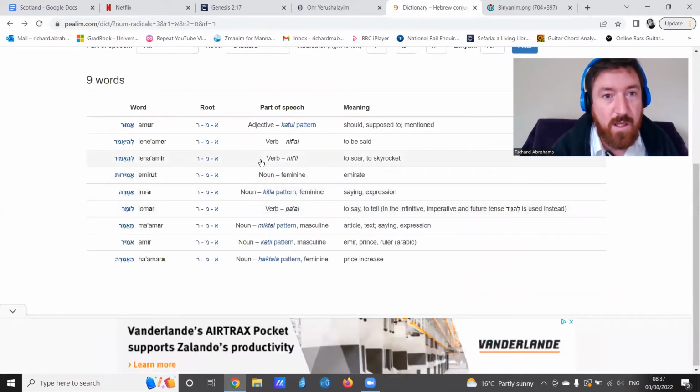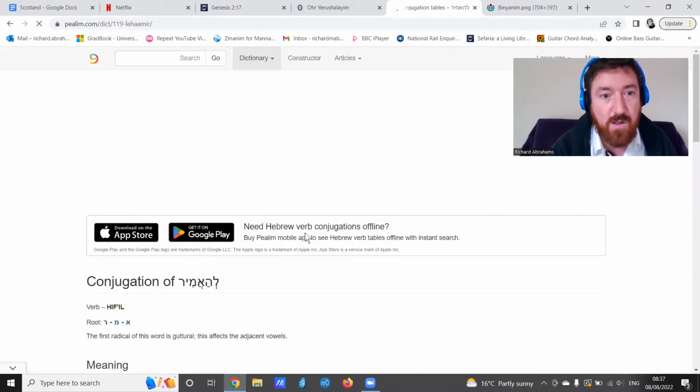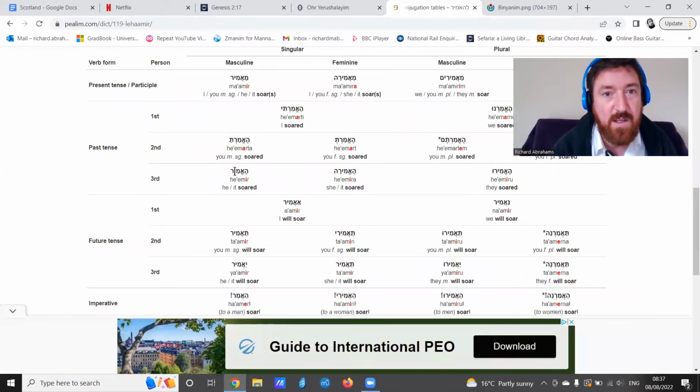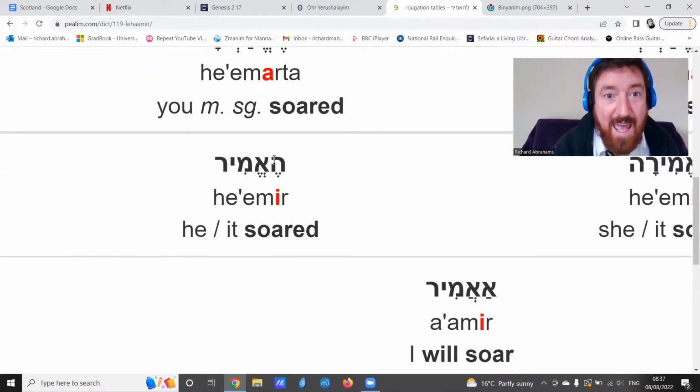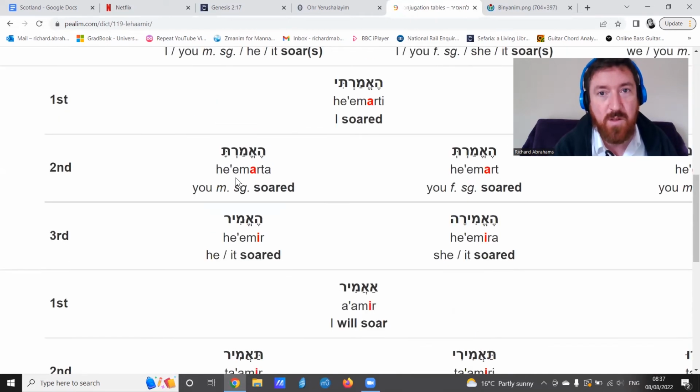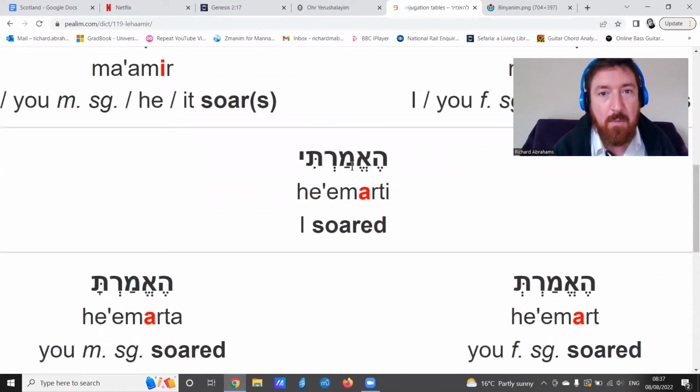Okay, let's look at a different one. And we'll go to the hiphil, right? Now, because it's a hiphil, we're expecting to get different letters, right? So let's go to the third person masculine past tense. Of the hiphil, we get he'emir. So we've gained the hey at the beginning and we've gained the yod here. Okay, so it's taken the hey from hiphil and it's taken the yod from hiphil. He'emir. So what is the first person? He'emarti, taf yod. First person, past tense. This is what always happens.